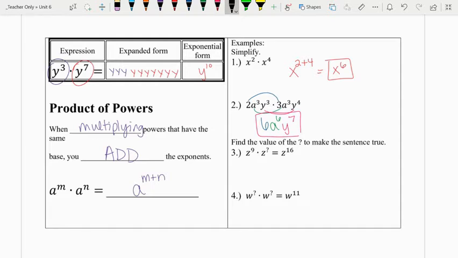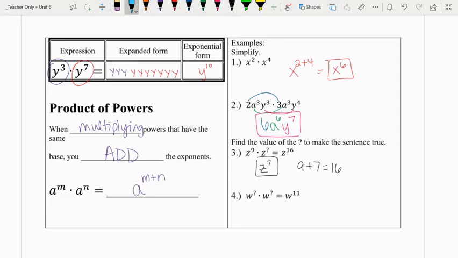If you move on to number 3, take a second and think about what you would need the question marks to be in order for it to equal what it's supposed to equal. So in number 3, the question mark would have to be a 7, right? This would have to be z to the 7th because I need 9 plus 7 to equal 16. And that's the only option.